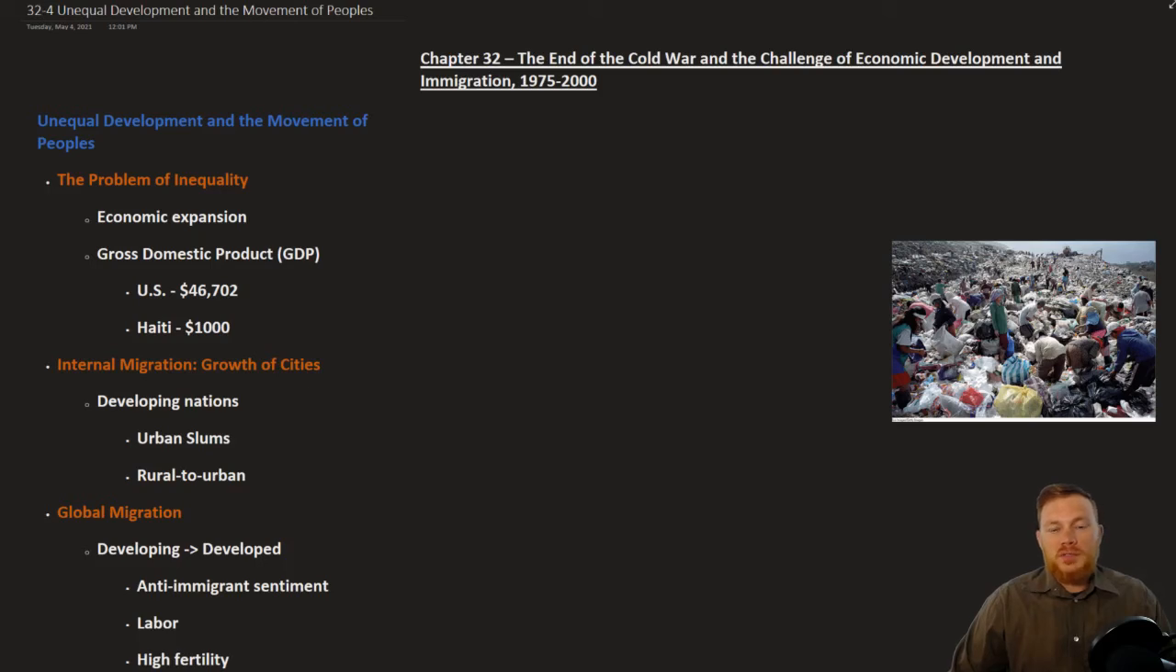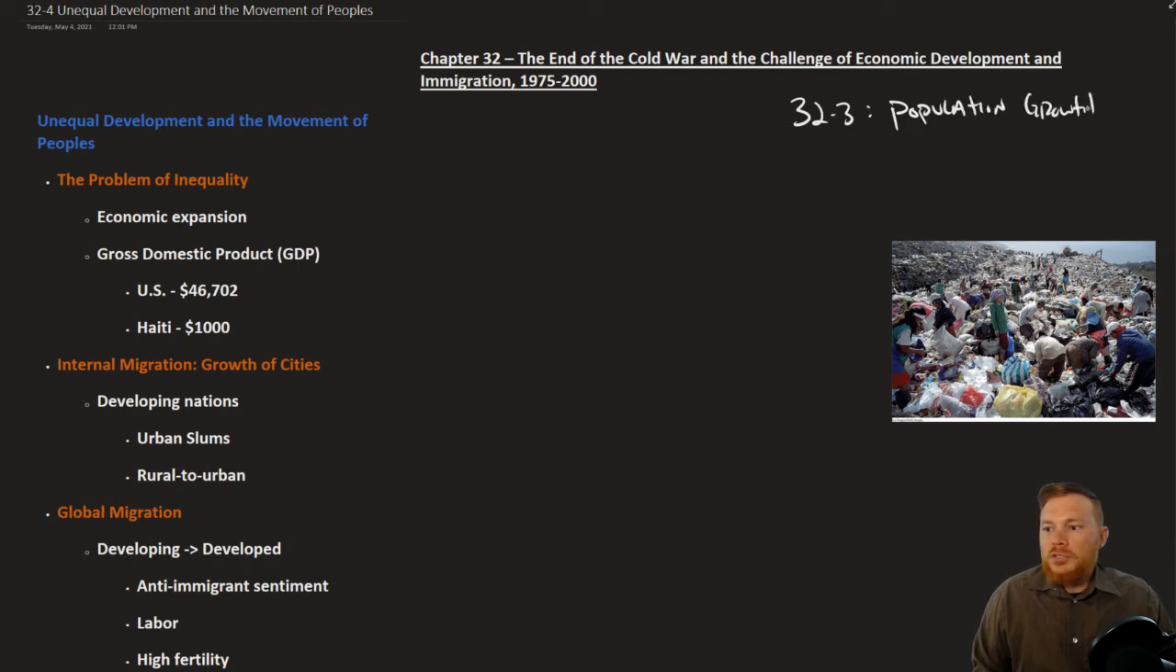All right, this is The Earth and Its Peoples by Richard Bulliet, Chapter 32, Section 4, Unequal Development and the Movement of Peoples. So one thing that we talked about last section, 32-3, was population growth.